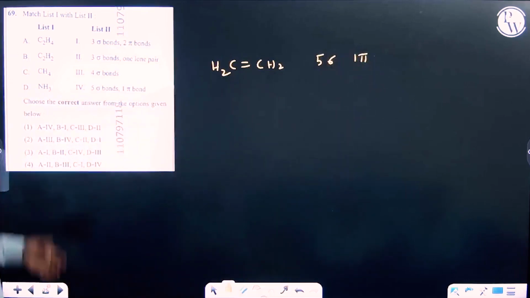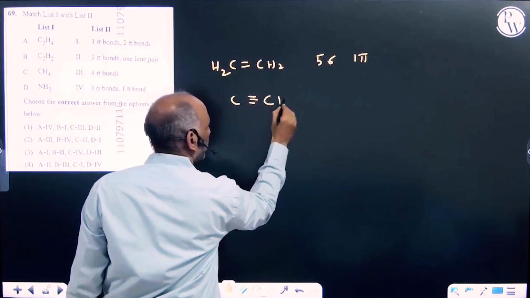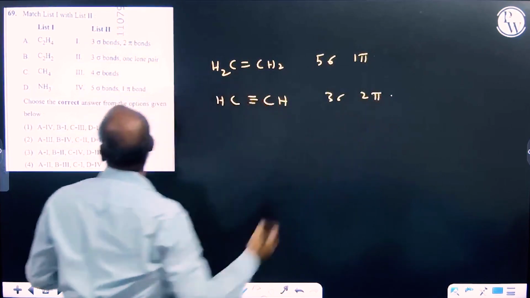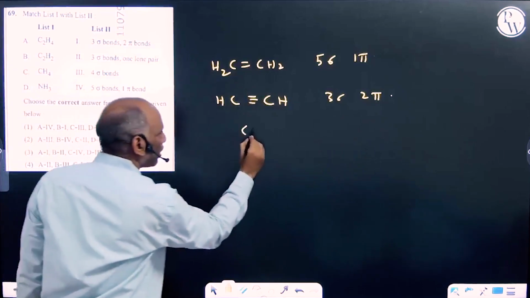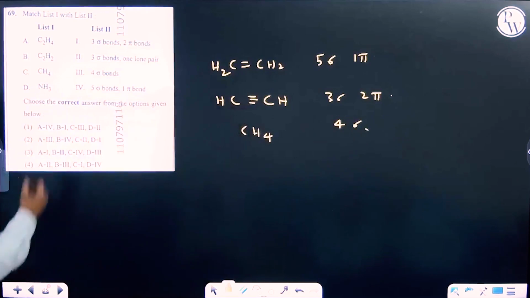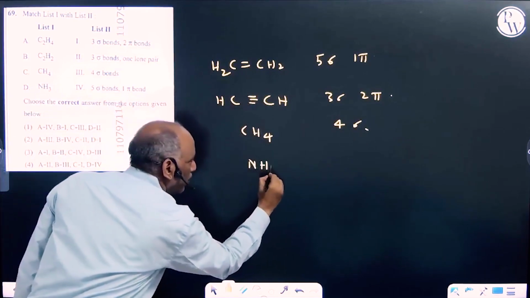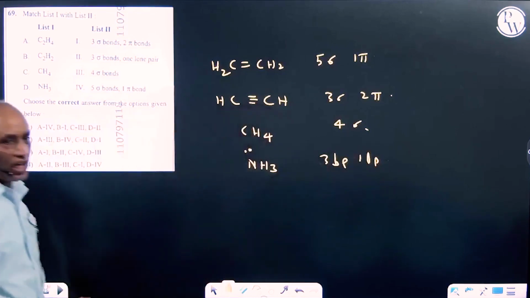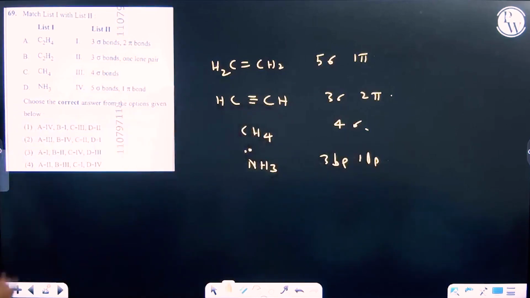In a similar way, C2H2, if you look at it, is a triple bond CH. It is having 3 sigma and 2 pi bonds. If you are having methane, outright you can say there are all 4 sigma bonds only. And if you are having ammonia, it is having 3 bond pairs of electrons and 1 lone pair present. So this is a straightforward question.